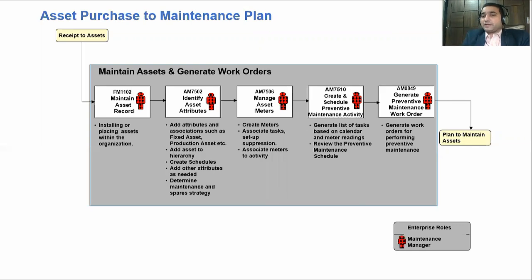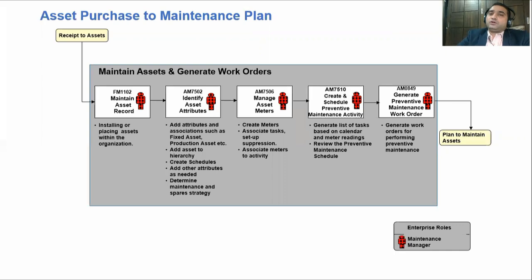Based on the schedule that you have created for your preventive maintenance, you will generate the work orders. Based on these work orders, those work orders will be assigned to your technicians, and from there your next process starts, that is plan to maintain asset. So now you have done all the planning here for preventive maintenance. Now you will take the action, you will plan to fix those work orders.